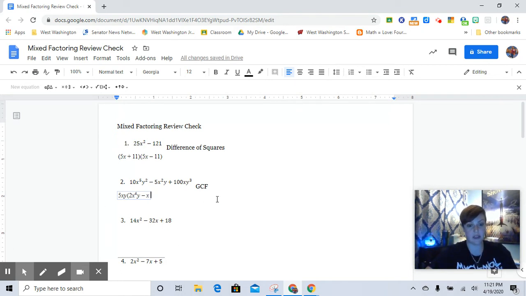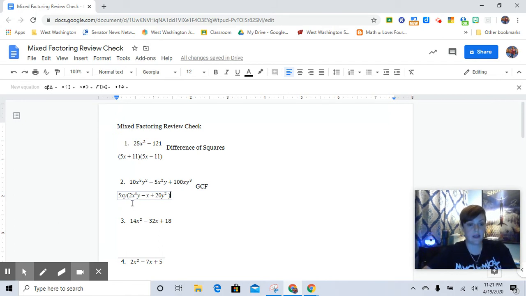So there's nothing else to put there. And then plus 100 divided by 5 is 20. X divided by x cancels out. Y cubed divided by y is y squared. All right. So this is it.